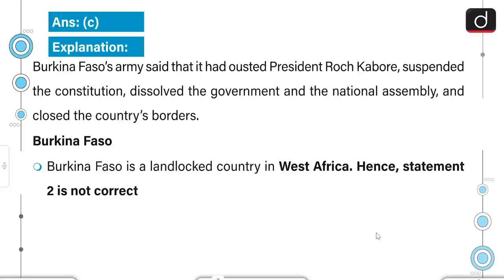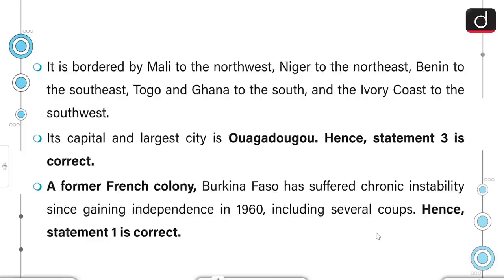Burkina Faso's army said that it has ousted President Roch Kabore, suspended the constitution, dissolved the government and the National Assembly and closed the country's borders. Burkina Faso is a landlocked country in West Africa, not Southeast Africa, and it is bordered by Mali, Niger, Benin, Togo and Ghana and the Ivory Coast. Its capital and largest city is Ouagadougou.